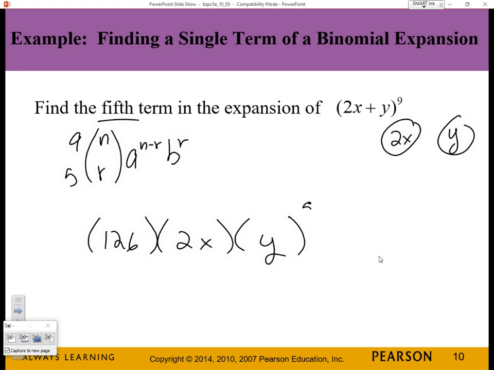This should be the 5th power. This should be the 4th. So 2 to the 4th, is that 16? That's 16, right? So what's 16 times 126? How did you know it's a 5 and a 4? Well, what is r? 5. 9 choose 5, right? So there's 5. And both of these should always add up to this.